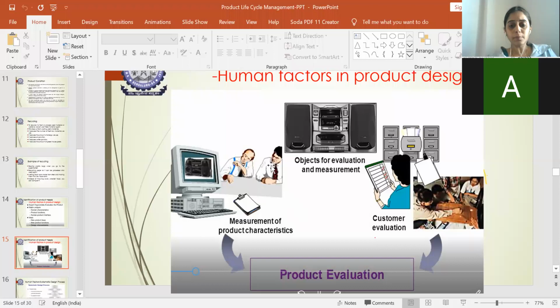Without the intervention of human beings, it is not possible to get clarified data. So it has to be associated with human intervention to evaluate the measurements of a particular product, and then the objects for evaluation and measurements. This is a basic measurement of the physical features of the product: what the structural characteristics are, and what the functional characteristics of the particular product are.